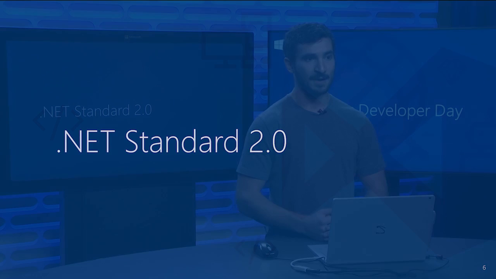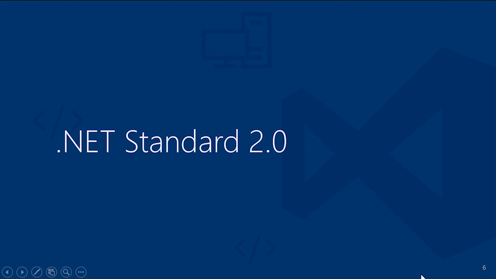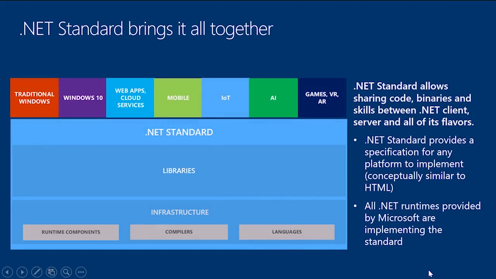Another big deal coming to Visual Studio 2017 and the Windows 10 Fall Creators Update is the .NET Standard 2.0 implementation in Windows. Let's take a step back and talk about what this means for you as Windows developers. .NET Standard is what brings all of .NET development together. Whether you're building traditional .NET desktop applications, Windows 10 applications, ASP.NET, mobile, IoT, you name it, they can all be built using .NET Standard technology.